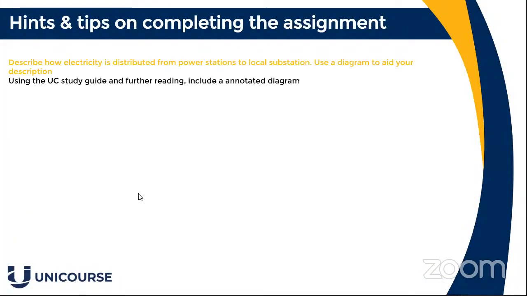So let's discuss one or two areas. Describe how electricity is distributed from the power stations. Use a diagram, and of course you can find them through the internet, or you have a comprehensive one in the UniCourse guide notes, but please make sure you annotate it with your own explanation.